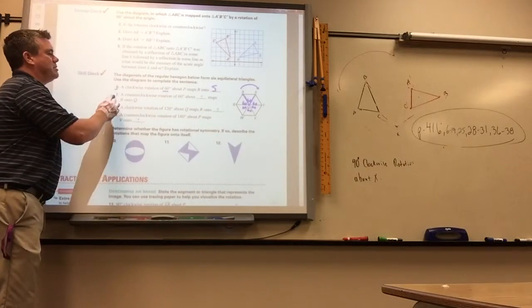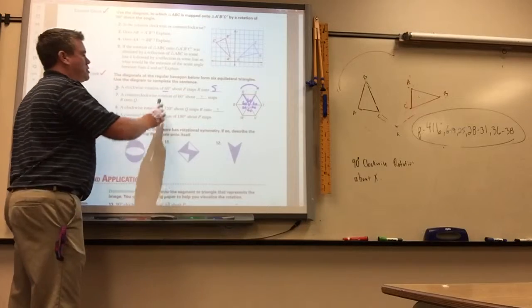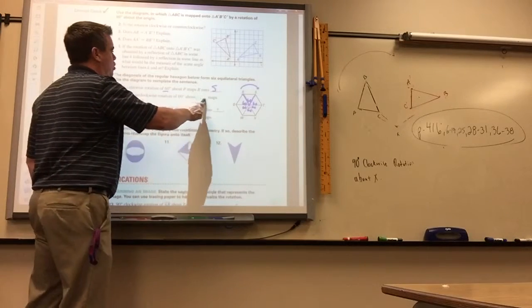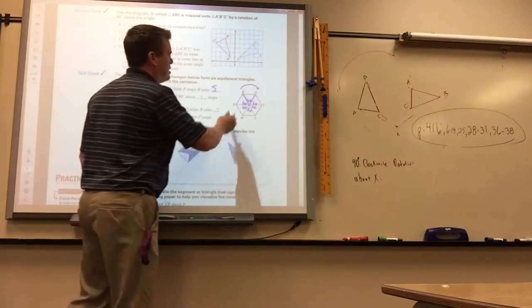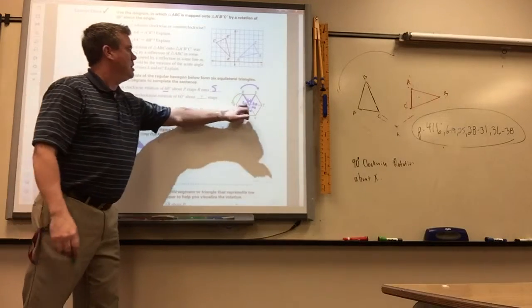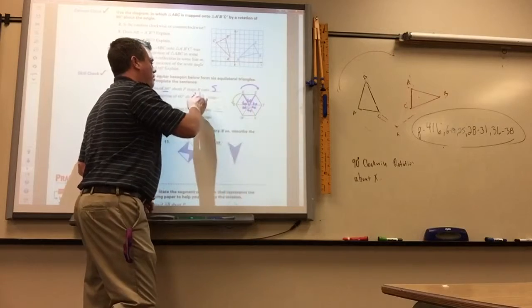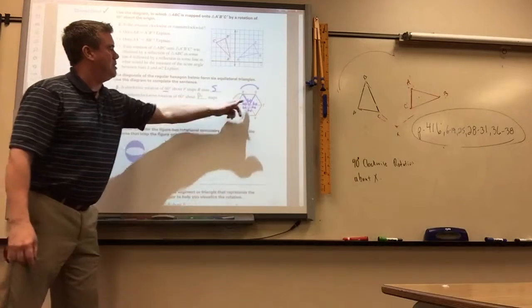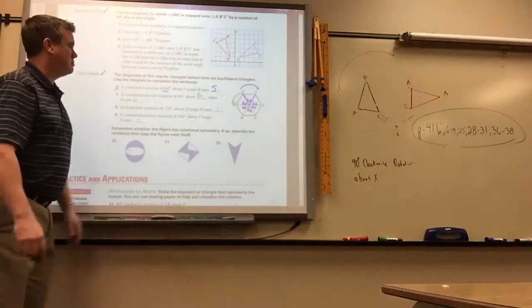Number 7. A counterclockwise rotation of 60 degrees about what maps R onto Q? Counterclockwise is to the left. So again, that would have to go about point P. That would be the point it rotates about.